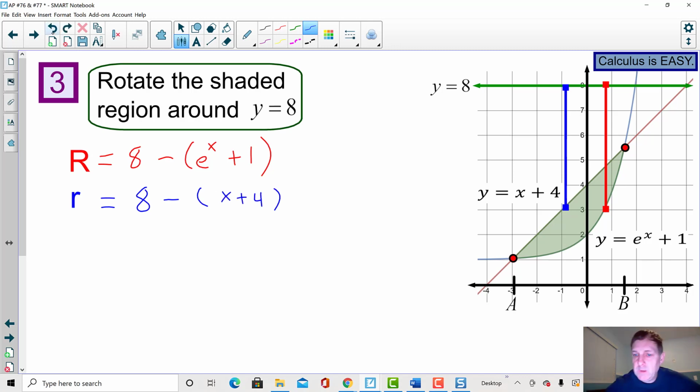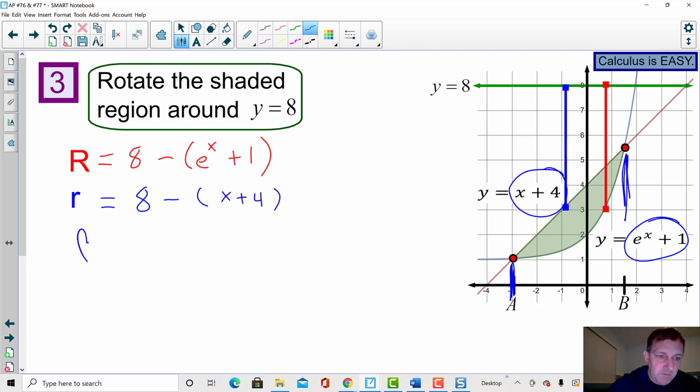Okay, it kind of looks like it goes from -3 to about 1.5, but we're not really sure. We can't guess. So we're going to need to solve where this line is equal to this curve. And we'll do that, and that'll be our a, and that'll be our b. So our integral is going to go from a to b. We still need to find those values. And it's going to be pi r squared minus pi r squared.